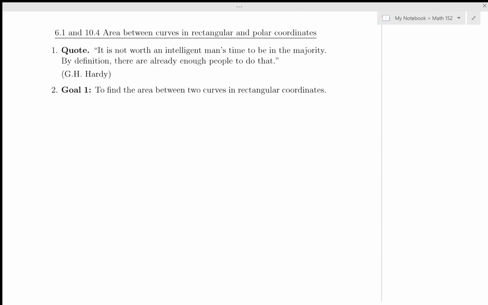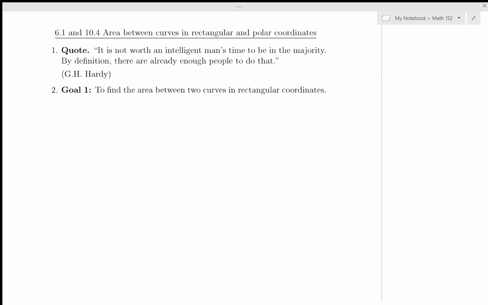We're now going to cover today in this lecture sections 6.1 and 10.4. Both of these are common in that they're both finding area between curves. 6.1 is doing it in rectangular coordinates, and 10.4 is doing it in polar coordinates. That's why they are together here in one lecture. We'll also see some applications of why you'd want to do this.